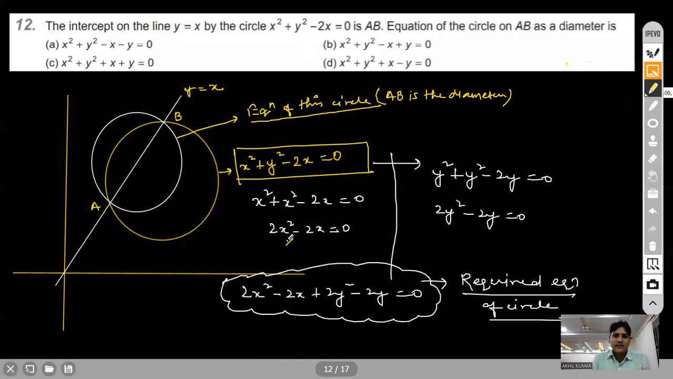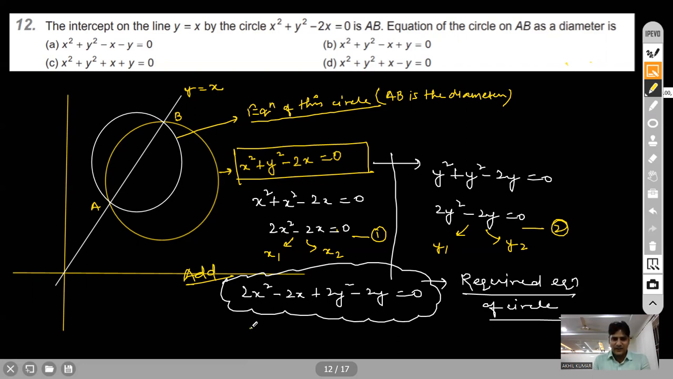Why? From these two equations, we get two values of x. Okay. And those two values will be the x coordinates of A and B. And from here, we get two values of y, y1 and y2. That will be the y coordinates of A and B. Then after finding this x1 and x2, I will again make a quadratic by putting (x minus x1)(x minus x2) plus (y minus y1)(y minus y2). So instead of doing all these things, I'm just adding these two quadratics. Adding these two quadratics, we get the required equation of circle.